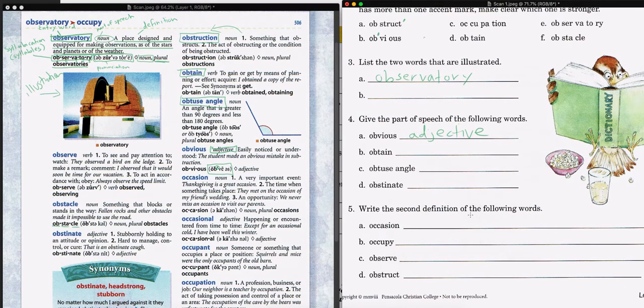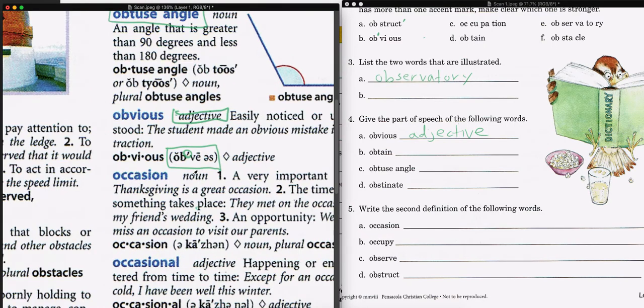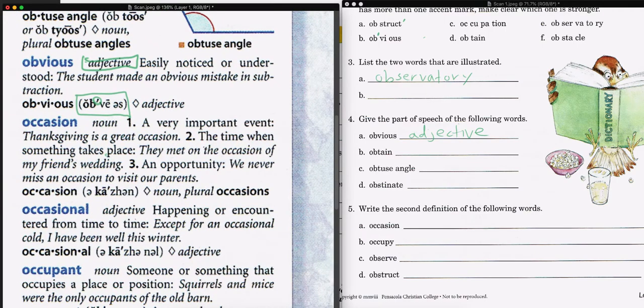Next one, write the second definition of the following words. Some entry words, or some words in your dictionary, are going to have more than one definition. So occasion, and this word here is a noun. The first definition is a very important event. Thanksgiving is a great occasion. Some words will give you an example of how to use the word in a sentence. The next one: the time when something takes place. They met on the occasion of my friend's wedding. So this is the second definition here, the number 2. They want us to write this second definition.